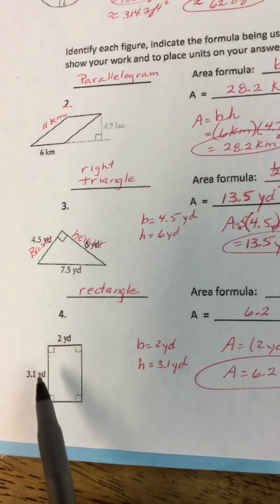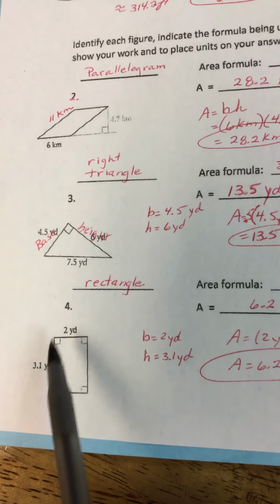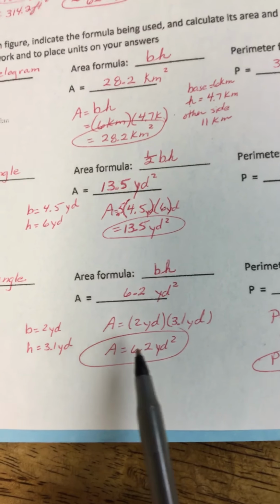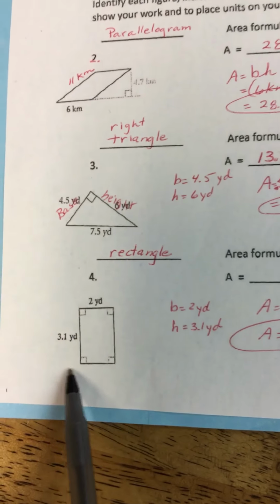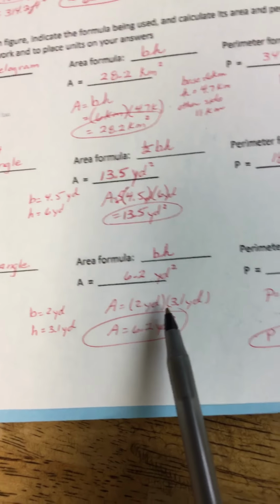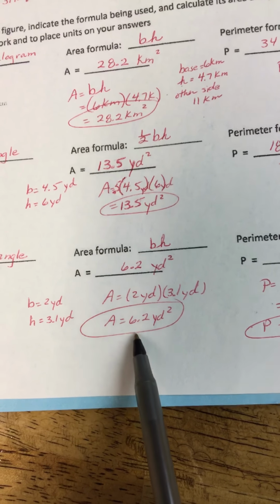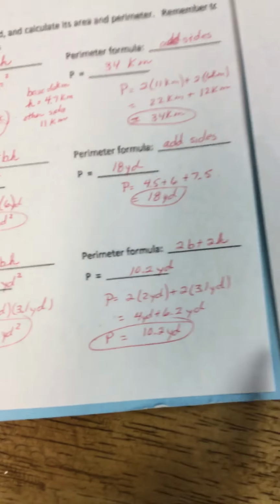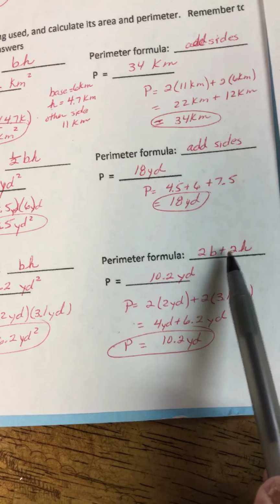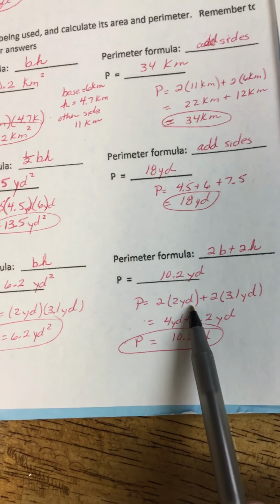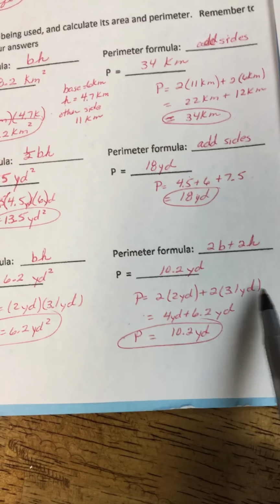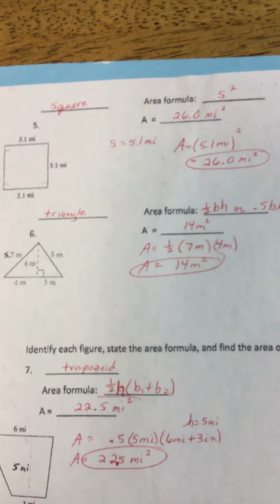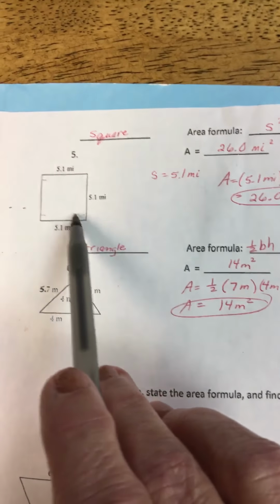Number 4 was a rectangle because I have 4 right angles, so this is a rectangle. The formula for area is base times height. Our base is 2. Our height is 3.1. We will multiply those and get yard squared. Yard times yard is yard square. For the perimeter, it's 2 bases plus 2 heights. 2 times the base, 2 times the height. That'll be 10.2 yards.